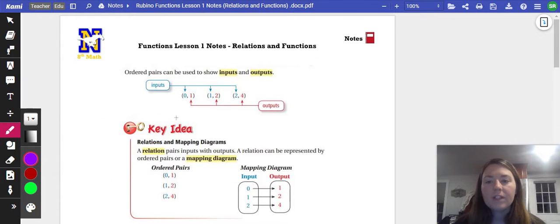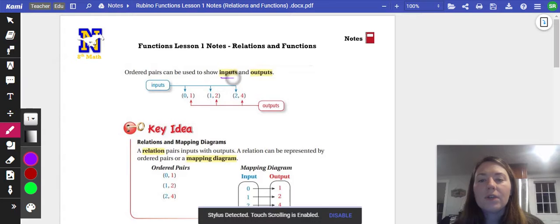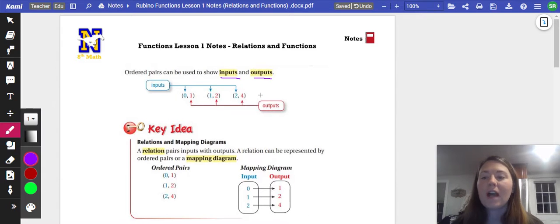Eighth graders, today we're going to be doing a lesson about relations and functions. So we're going to start with some new vocabulary terms. Up here at the top we can see it says ordered pairs can be used to show inputs and outputs. These are two of the new vocabulary terms that we will be talking about in this chapter.